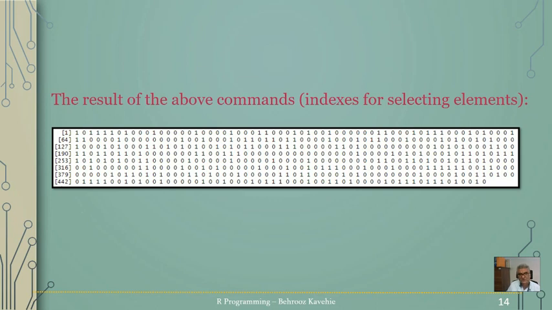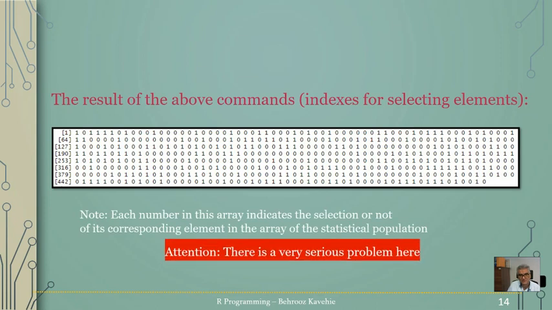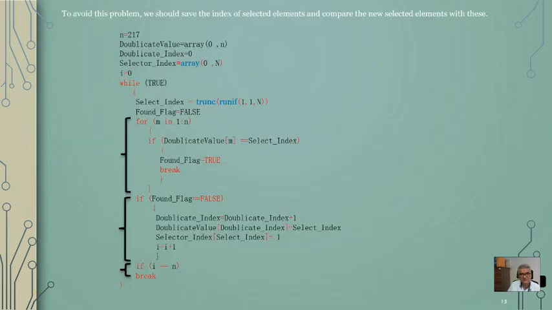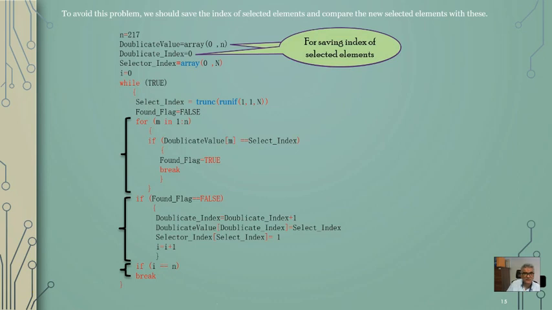Let's try and fix it. How are we going to overcome this issue? We are going to make some changes to our code. Look here. I defined a new array called duplicate array, and it is going to store the selected elements in it. It is going to start from 0 to n, a small n, which is 217. Duplicate index is the index which is going to manage the above array. Very well.